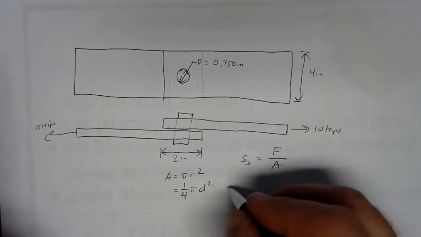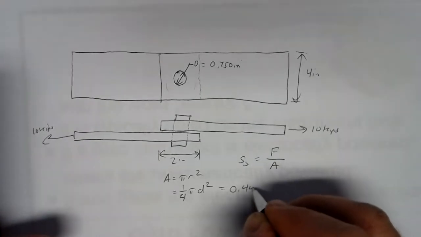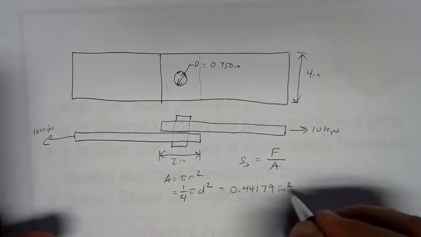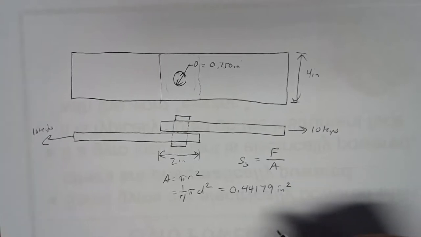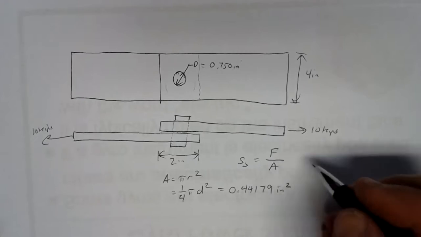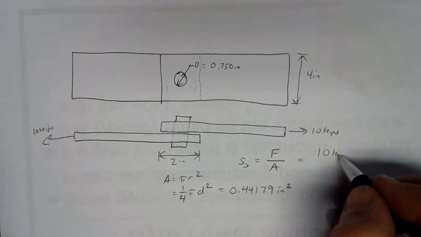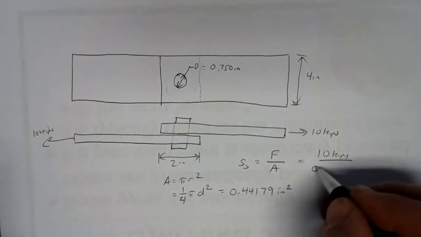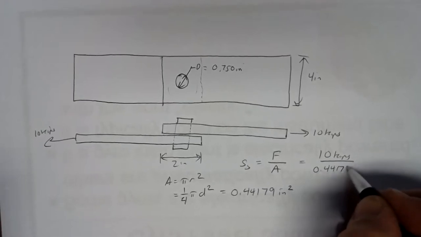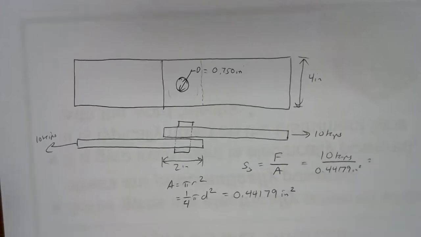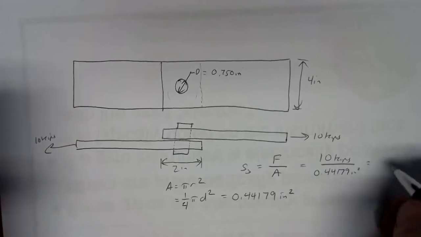0.44179 square inches. And I'm keeping arbitrarily here 5 sig figs. Well, that's my area. My force was 10 kips. So my shear stress is 10 kips divided by 0.44179 square inches. That's 22.635 KSI.